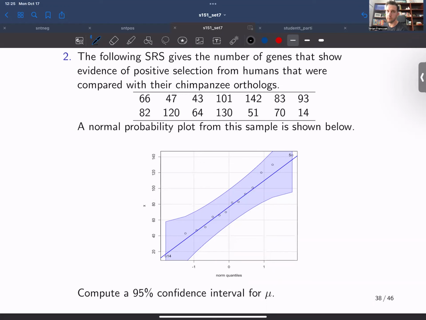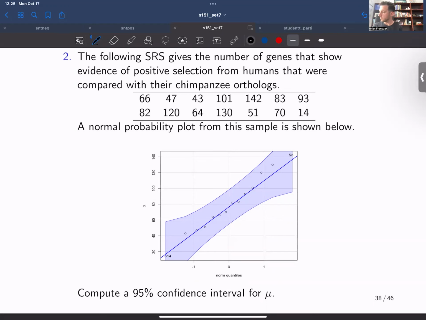So we're going to work through exercise number 2 on slide 38 of lecture set number 7. Here we have the following simple random sample, which gives the number of genes that show evidence of positive selection from humans that were compared with their chimpanzee orthologs. A normal probability plot for the sample is shown below. Compute a 95% confidence interval for the mean.